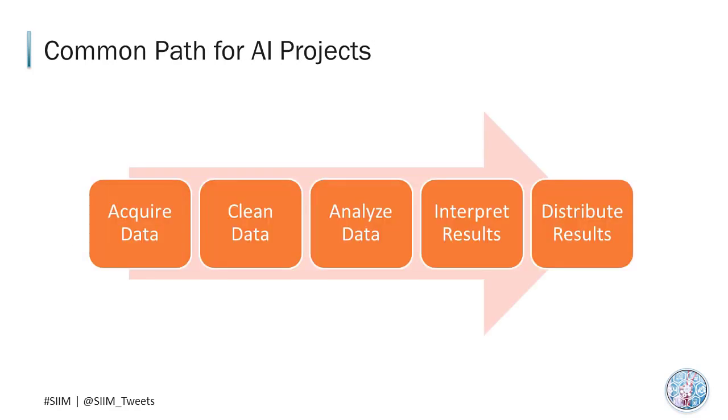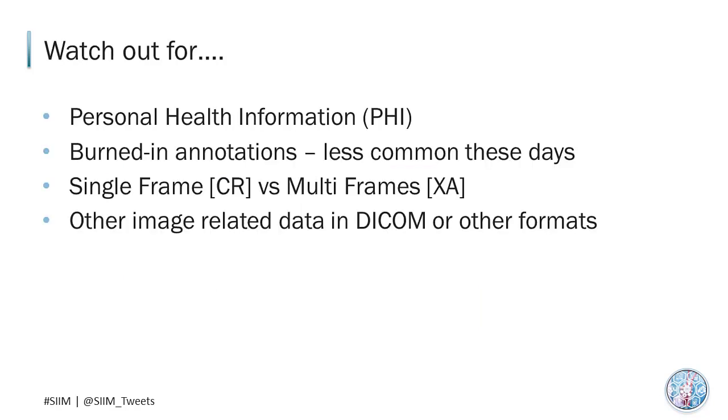So now that I have a starting point for my analytics workflow, I think I'm ready to go. But is there anything else that I should watch out for? There are a few things that you need to watch out for. For example, PHI, or personal health information. Make sure if you're not dealing with de-identified data, then you follow all the necessary regulatory requirements.